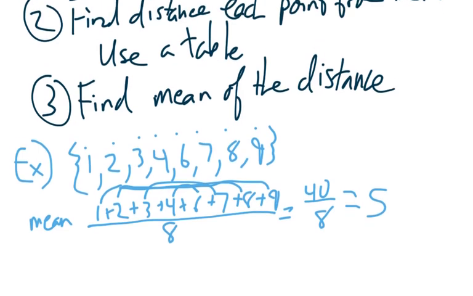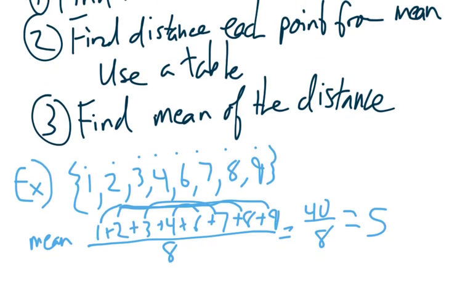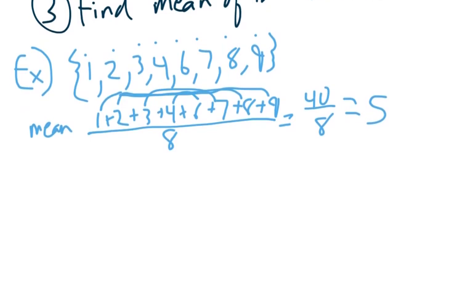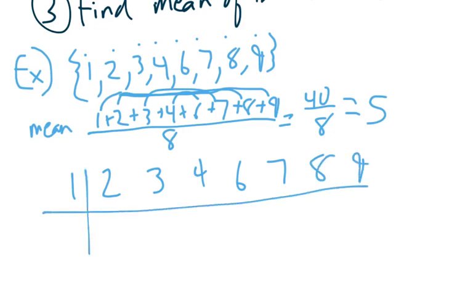Step 2, we need to find the distance each point is from the mean. And so here's where I want to use a table. You can do it vertically or horizontally. I'm going to go horizontal. So I'm going to rewrite every data point. 1, 2, 3, 4, 6, 7, 8, 9. And then underneath it, I'm going to be looking at the distance it is from 5.